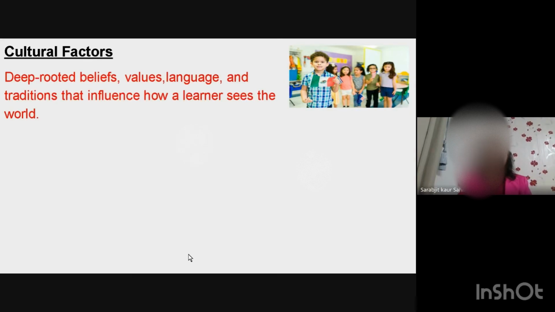So far we have seen personal factors and social factors. Now let's see cultural factors. Cultural factors also affect us and our learners. Cultural factors are deep-rooted beliefs, values, language, and traditions that influence how a learner sees the world. Cultural factors start from our home and where we live, and they make deep roots in our beliefs and values.